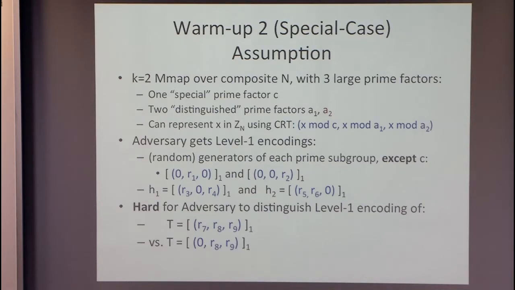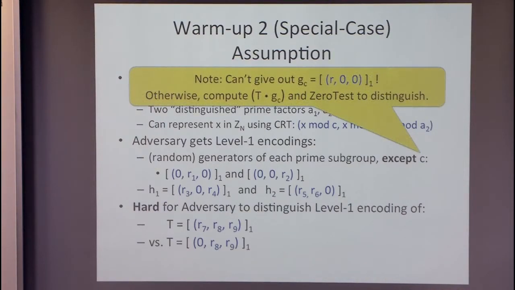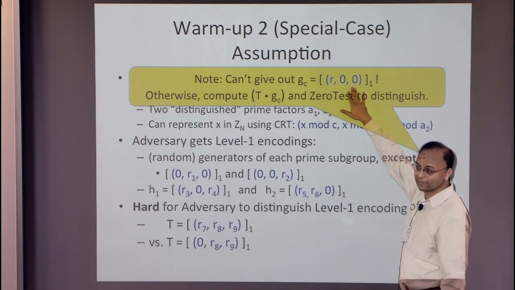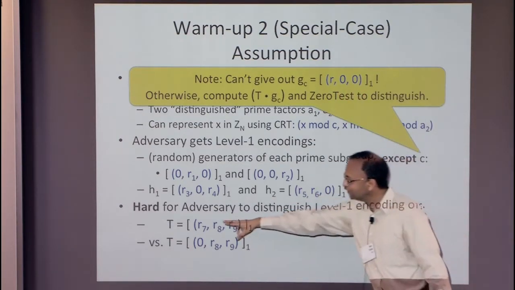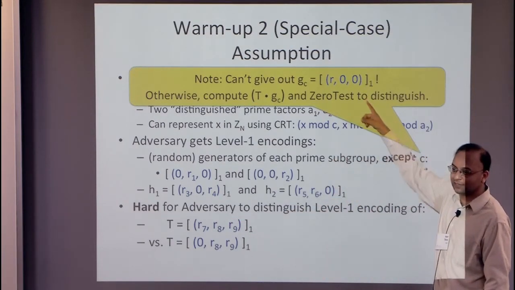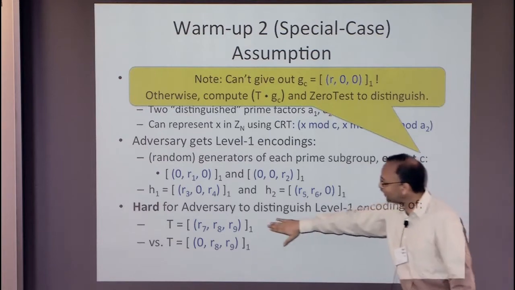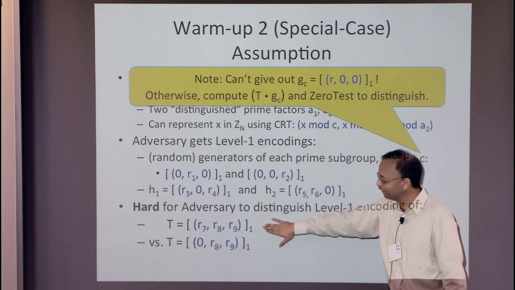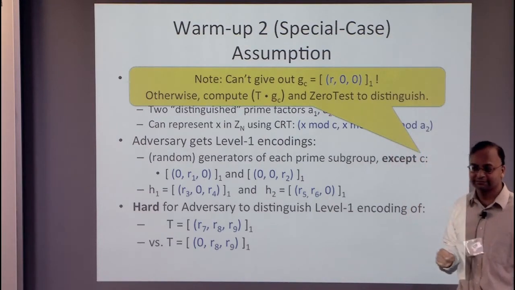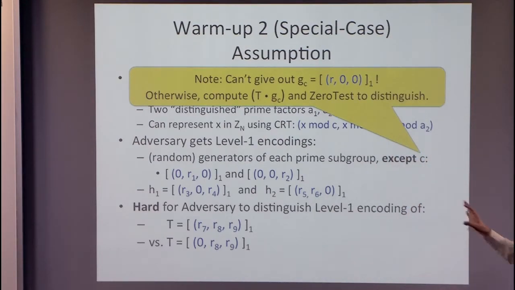What is the essence of this assumption with regard to the multilinear map? It's usually good to think about what the limits are. What could we wiggle here and then break the assumption? One thing to note is that I definitely can't give out a generator for the C subgroup. A generator for the C subgroup would look like this, R00, 0. Then I could just multiply the T element with GC and then 0 test. In this case I would get a non-zero outcome, but in this case I would get a 0 outcome. So this would be one way of breaking it. So it's very important that I'm not giving that out. That's one thing to think about.